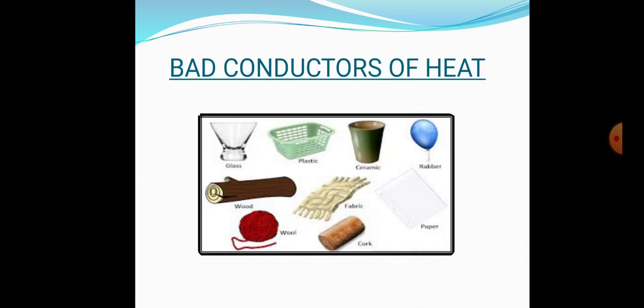What are bad conductors of heat? Some materials do not allow heat to pass through them, and these substances are called bad conductors of heat, like glass, plastic, rubber, wood, etc.